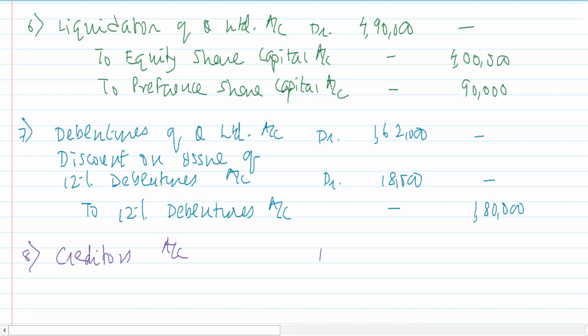Creditors account debit 10,000 to debtors account 10,000. Creditors reduced by 10,000, debtors reduced by 10,000.